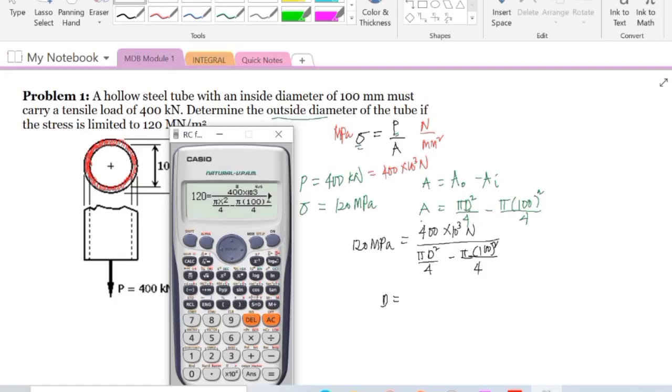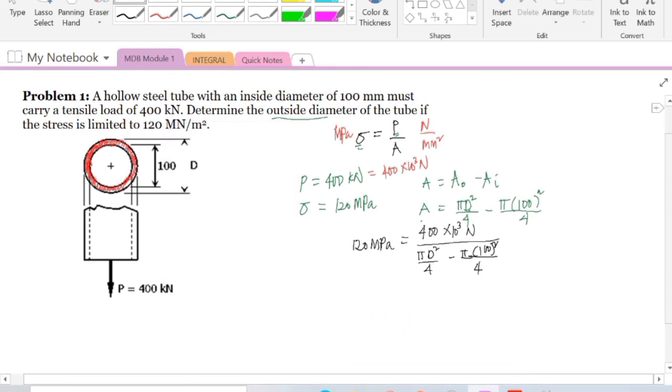Ayan, so we have 120 megapascal is equal to 400 times 10 raised to 3 over pi times the diameter, pinalitan natin ng x, square over 4 minus pi times 100 square over 4. Now, solving for the value of the diameter, so shift, solve, equals. And after a while, it cannot solve. So, sa instances na kung gagamitin natin yung shift solve function at hindi siya solve ng calculator, we have to rewrite the equation.